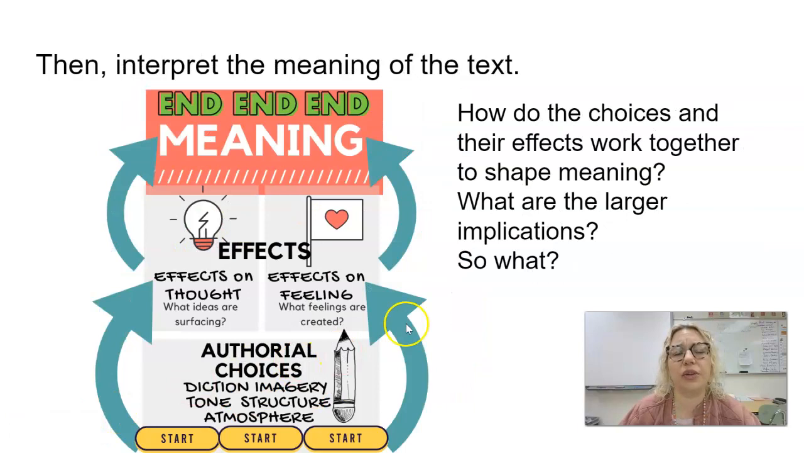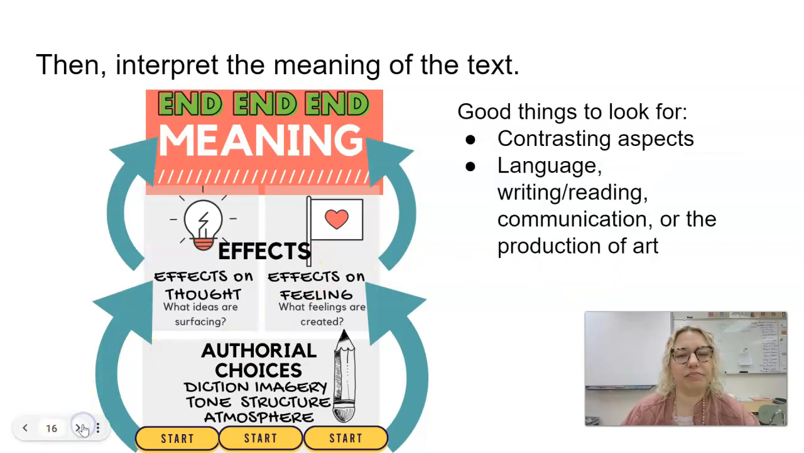And then finally, you interpret the meaning of the text. How do the choices and their effects work together to shape meaning? What are the larger implications? So what? Why is this text worth reading? What does it have to say about anything interesting or the human condition and life as we live it?